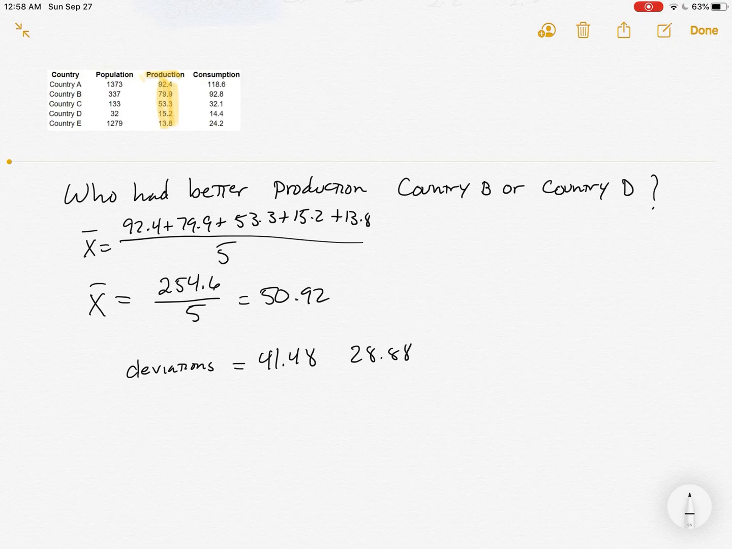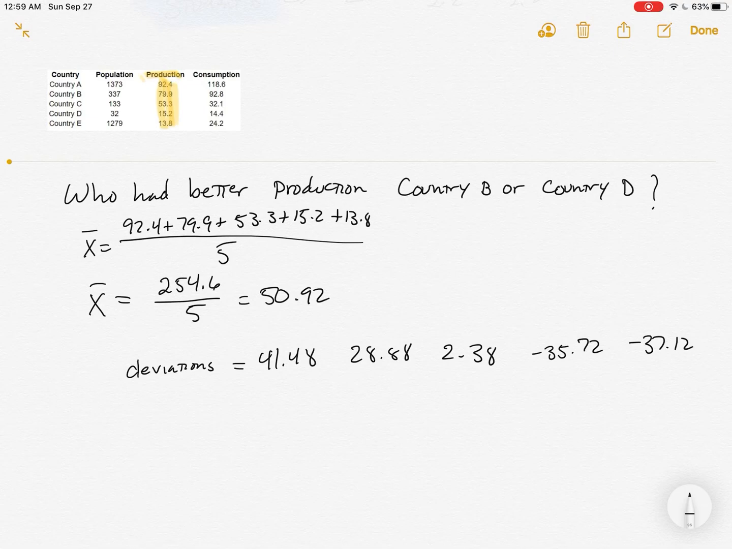And I got to do this all those times. 53.3 minus 50.92 is 2.38. 15.2 minus 50.92 is equal to negative 35.72, and 13.8 minus 50.92 is equal to negative 37.12.